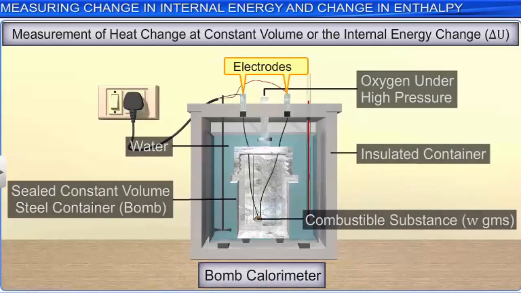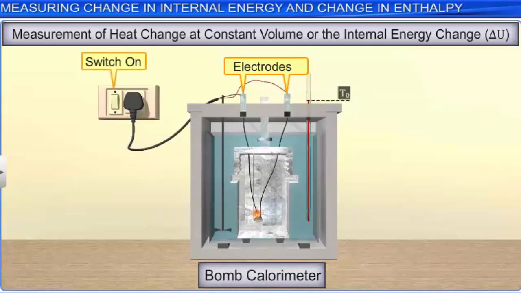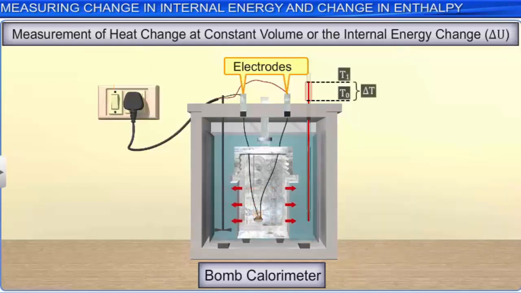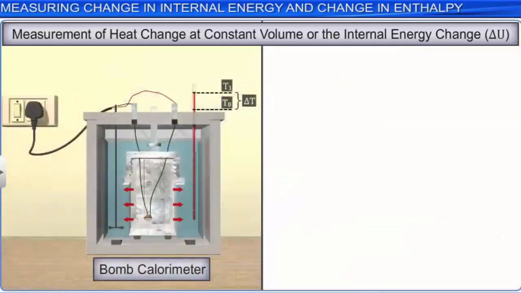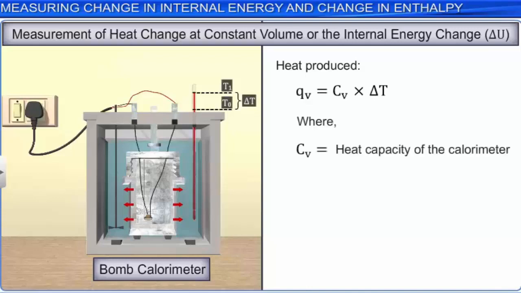The sample is ignited electrically, and the heat produced by the combustion reaction is absorbed by the water surrounding the bomb. The increase in temperature of water, delta T, is noted, and the heat produced is calculated using the equation QV = CV × delta T, where CV is the heat capacity of the calorimeter. The measure of a bomb calorimeter's heat absorbing property is called its heat capacity.